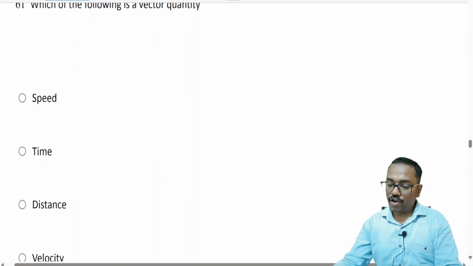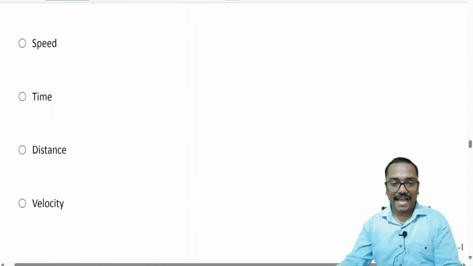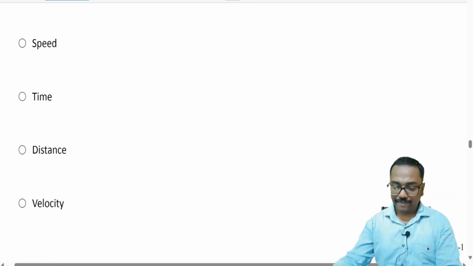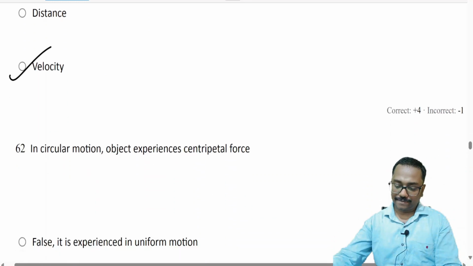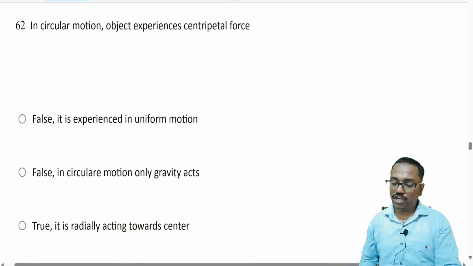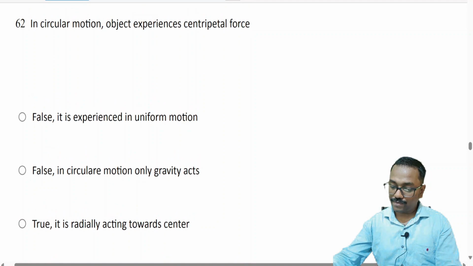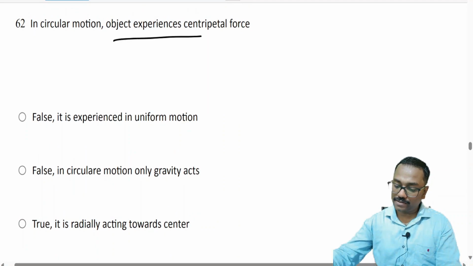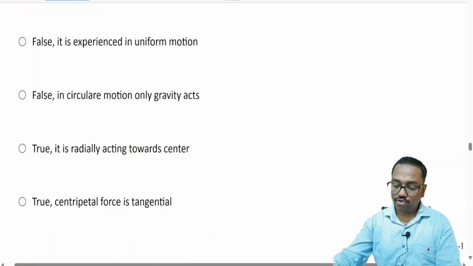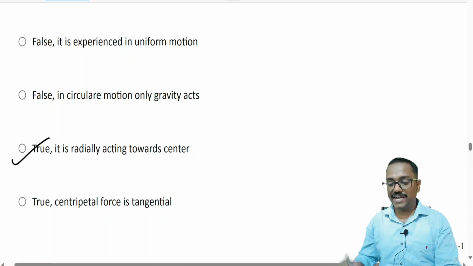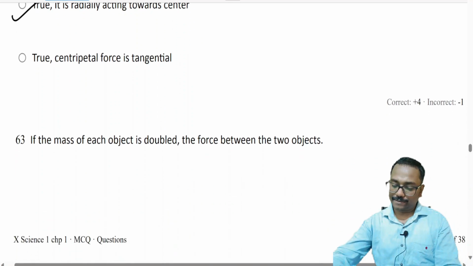State which of the following is a vector quantity: speed, time, distance, velocity. Its answer is velocity. Next, in a circular motion, object experiences a centripetal force. Circular motion, object experiences centripetal force. So its answer is true. It is radially acting towards center.